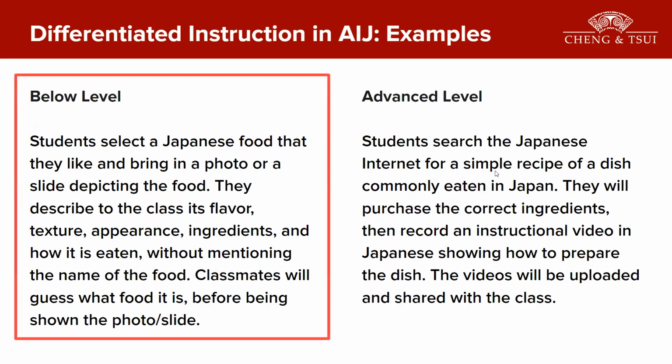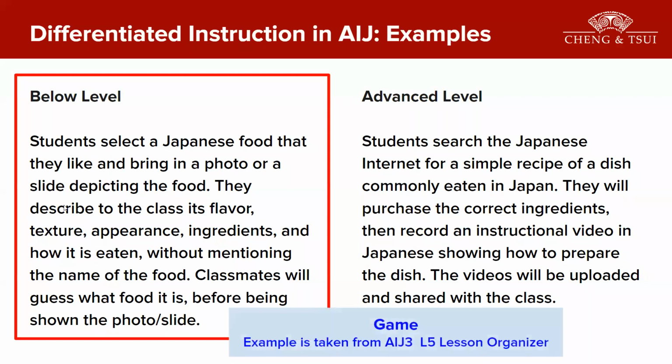These examples ask below-level students to select a Japanese food and describe to the class its flavor, appearance, and ingredients without mentioning the name of the food. Classmates will be asked to guess what kind of food it is. It uses game-like activities to engage the students who need extra support. Other game options like Kahoot can also be considered. This example is taken from AIJ Level 3, Lesson 5, Lesson Organizer.